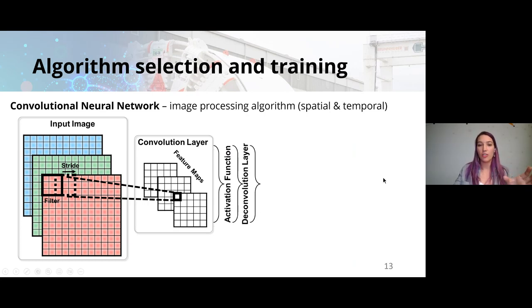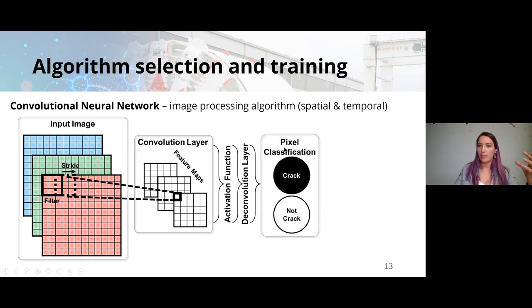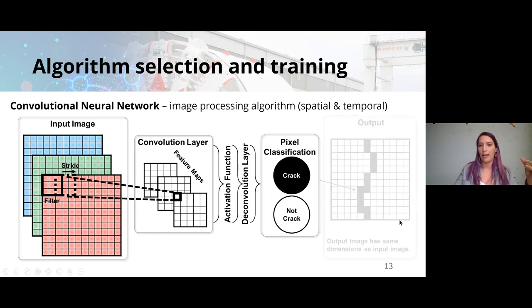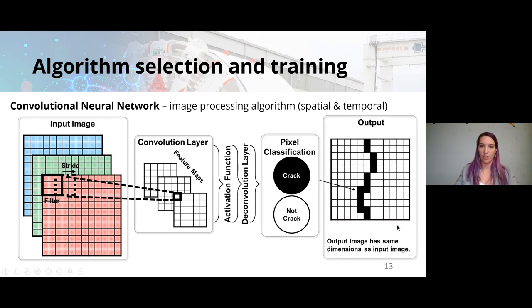Then we have the activation and deconvolution. I won't get into too much detail here, but basically the activation function decides whether or not that feature is important. And then the deconvolution layer does the opposite of this step, where it upsamples these feature maps back into an image that's the same dimension as the input image. At that point, each pixel will get classified either a crack or not a crack, and the output will be the same dimension as the input.